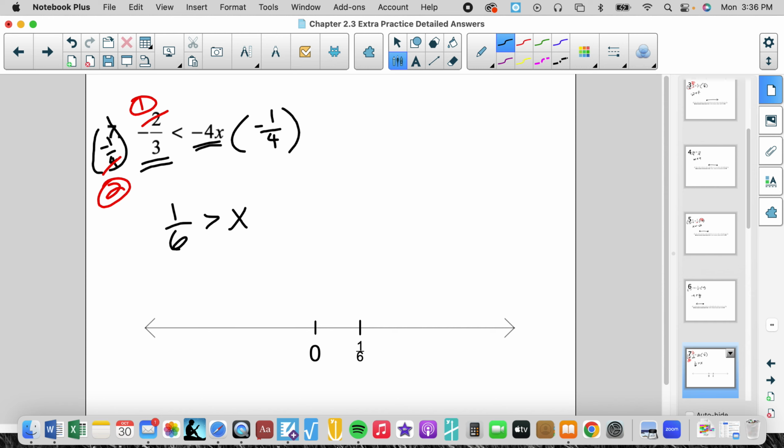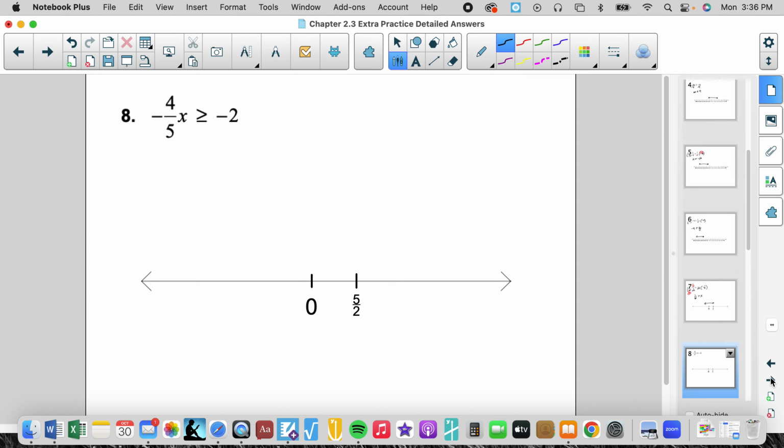So 1/6, we have an open circle, less than, going to the left. But there were a lot of things moving around, so much that I missed the negative times the negative. Here we go again. We have a fraction. Let's do -5/4.